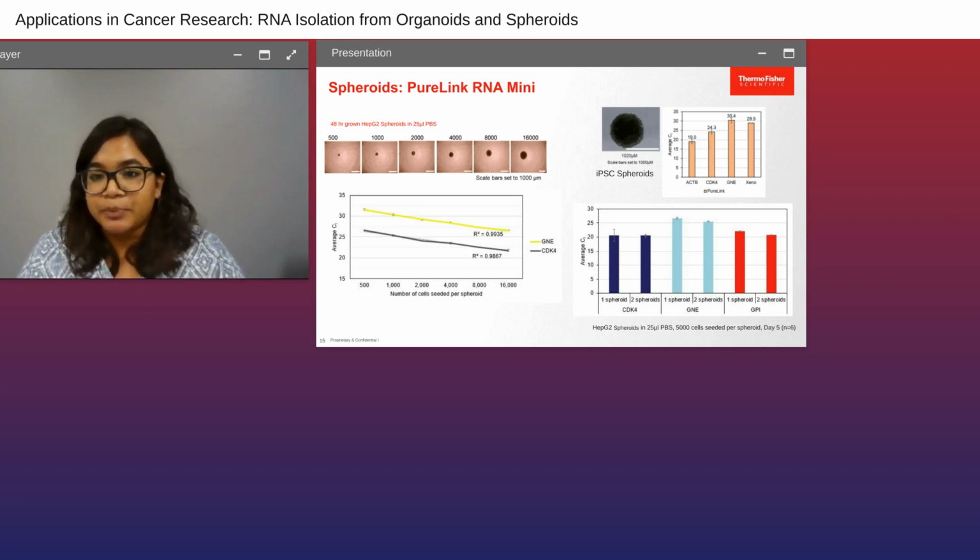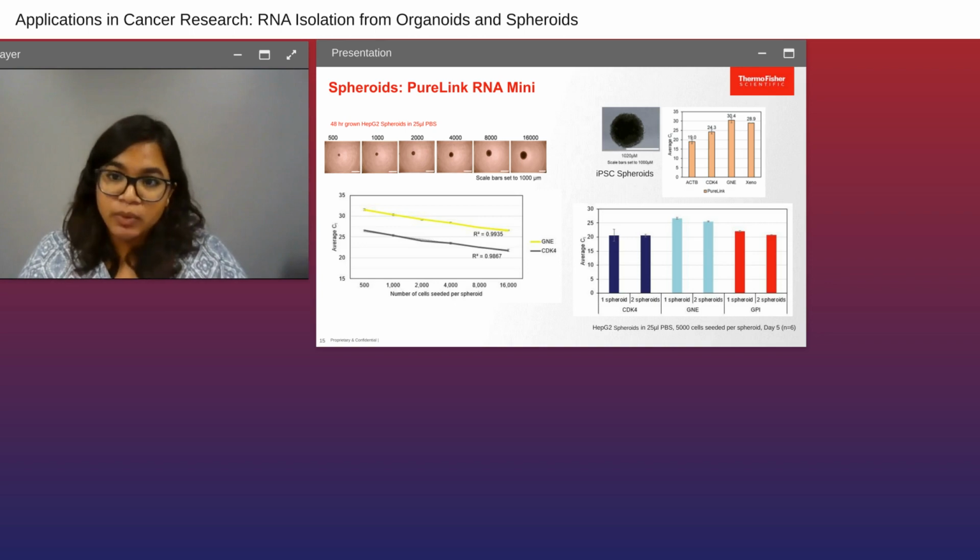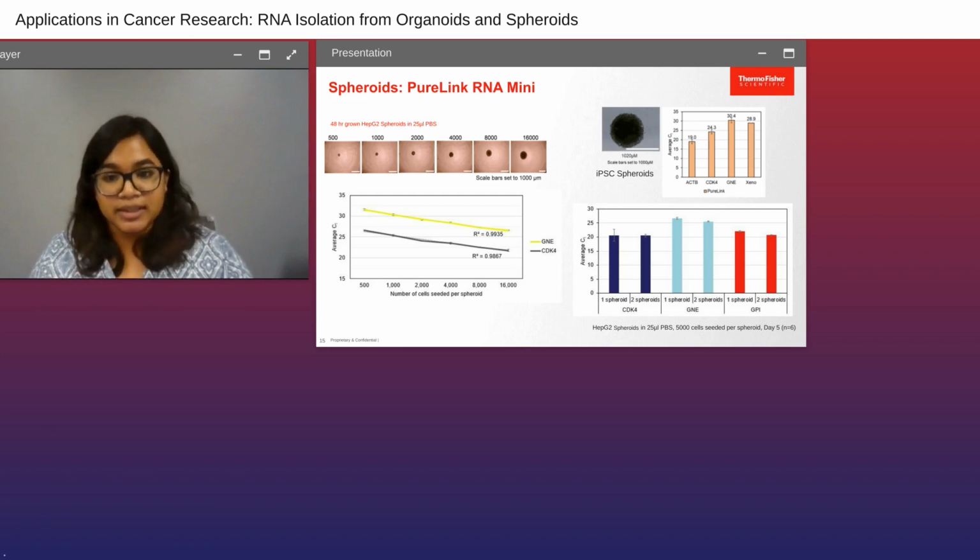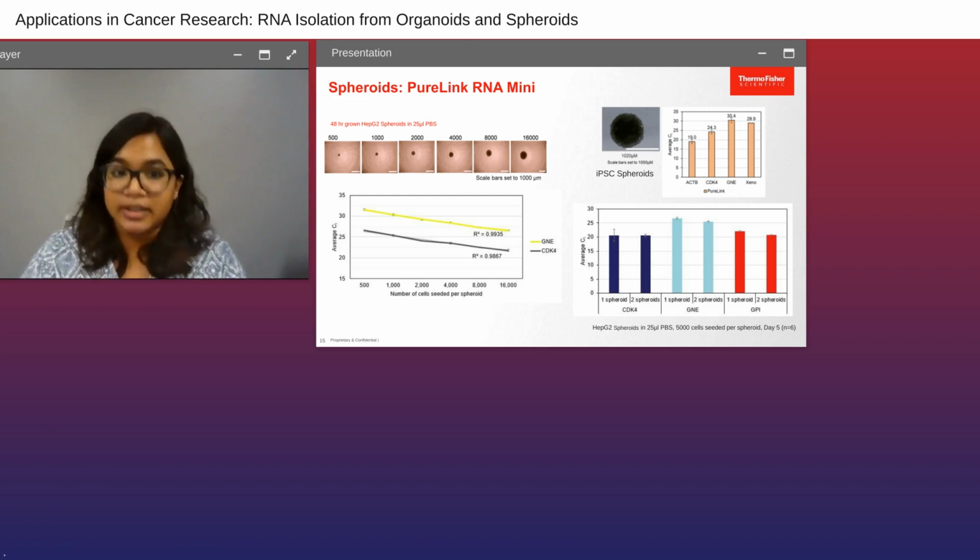Looking at the bottom graph, we compared the extractions of 1 and 2 spheroids. So we wanted to see if there was linear recovery. And you can see that it's about a CT shift downwards for 2 spheroids, and that also indicates linearity.